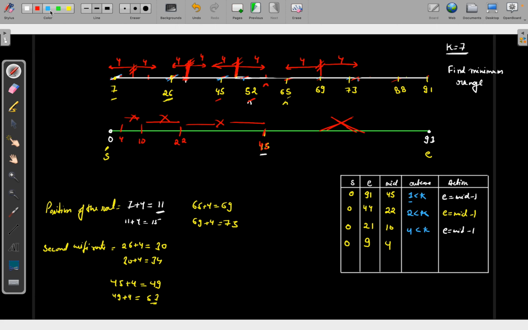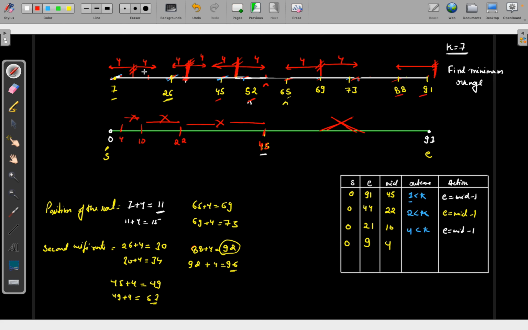Now again, 88 and 91 houses are left. So 88 plus 4 will be 92, right? And 92 plus 4 will be 96, right? So I will install it at 92, and by this, both the two houses will get the Wi-Fi supply. I can install it here as well, in between, because these were the last two houses.